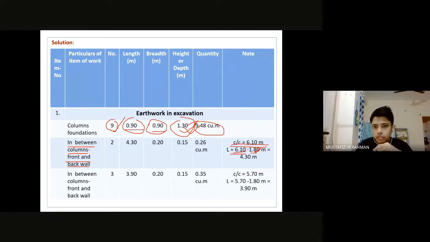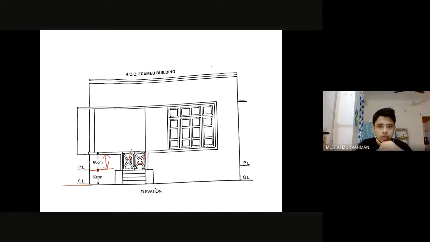So 6.10 minus 1.80, this is the new excavation required for the purpose of the plinth beam or tie beam. So we get our length, and we get our breadth, that is the breadth of the wall only. It is the same. The size of the plinth beam is also exactly the same. And then what is the height? This height we will get from the sectional drawing.